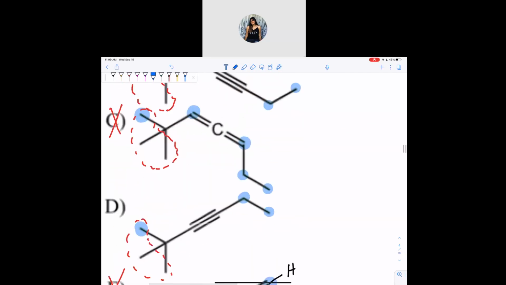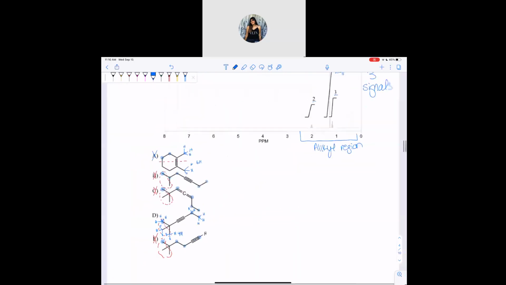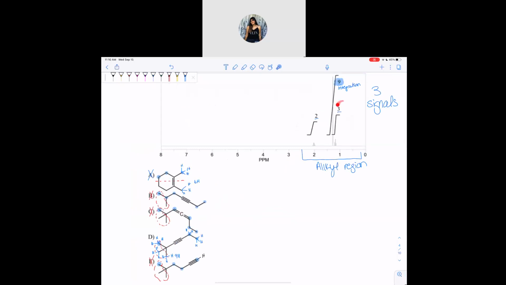Let's check answer choice D. We have 3 methyls this time, so that would be 3, 6, 9 hydrogens. So that is a 9H signal. And then we have 2H and 3H. Let's see if that matches. Yep, a 2H signal and a 3H signal. So we can say that the correct answer here confidently is D. Ta-da.